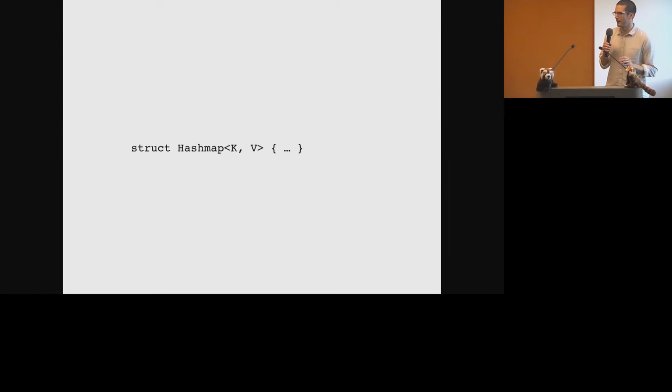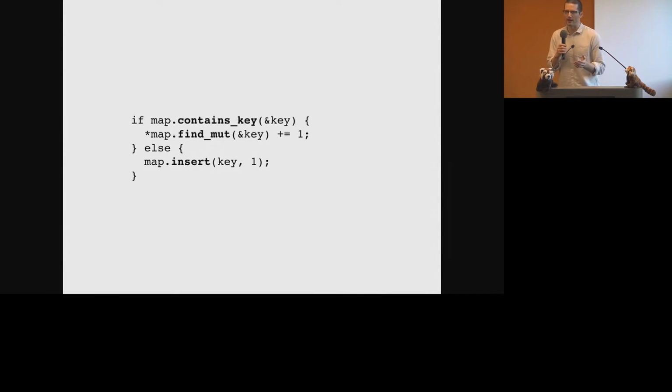Okay, so the next design pattern is kind of one of my favorites. It's entry. And the motivation here is where you've got a collection. In this example, we're going to use a hash map. And it's pretty common that you want to accumulate a bunch of data into your hash map. Say you're just counting the number of occurrences of some key.